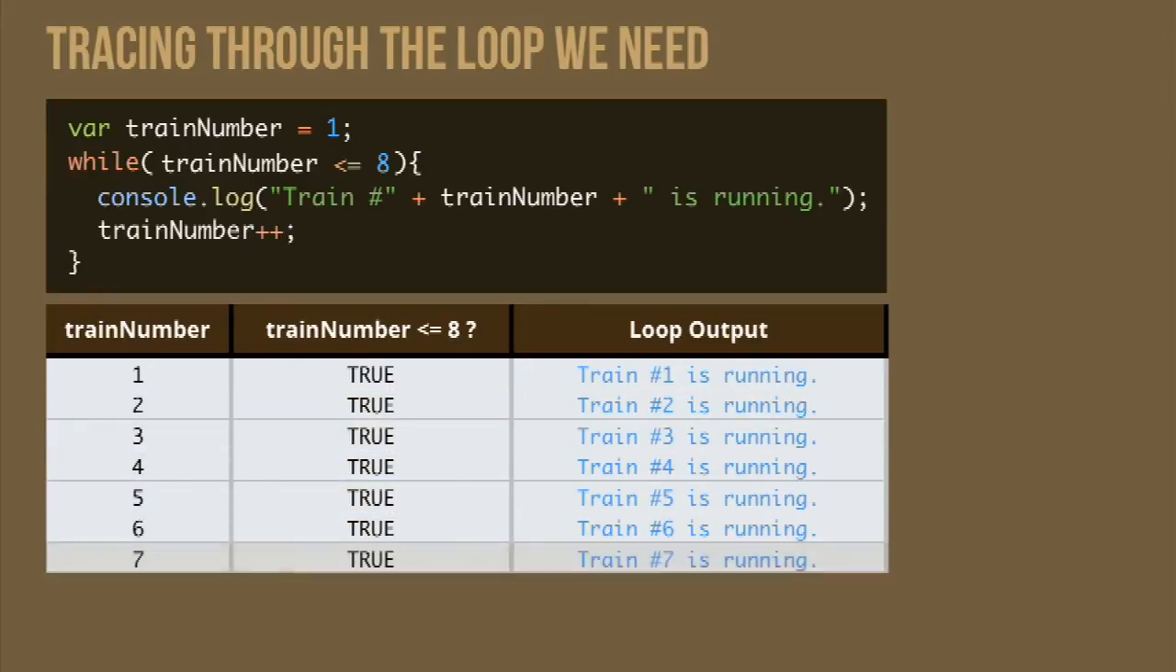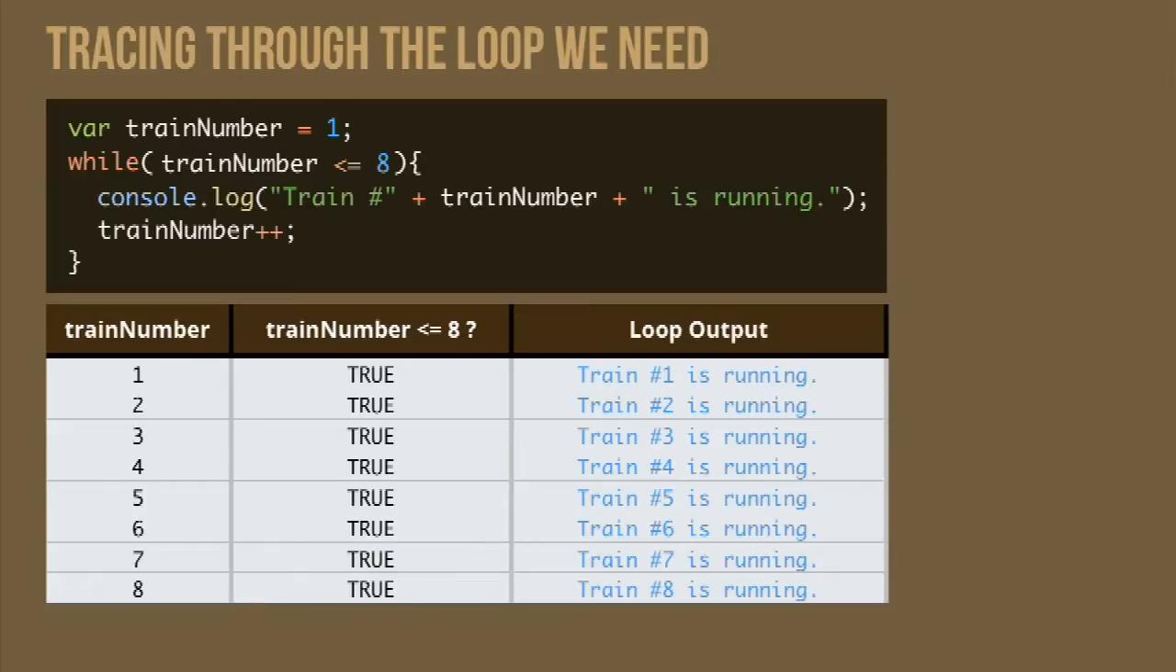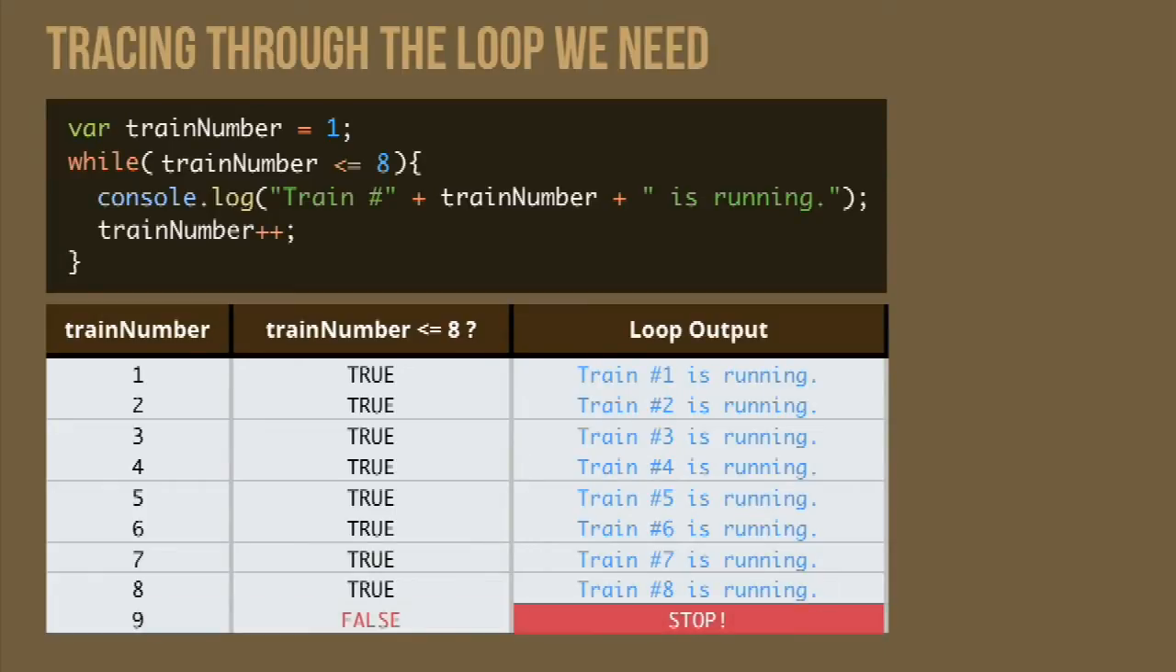And the same procedure occurs all the way through the loop, printing out new train numbers until the train number is 9. As soon as that happens, train number is no longer less than or equal to 8, and so that condition is false, and the loop will stop.